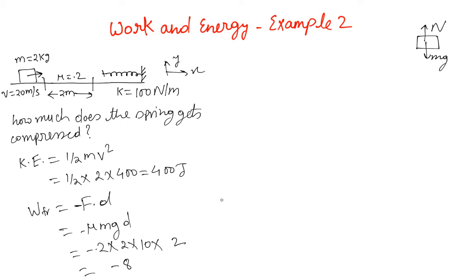8. Okay, so we started with 400 and we lost 8 because of friction, so that gives us 400 minus 8 equals 392 joules. So somewhere here the object has 392 joules of energy, and all the energy is kinetic energy.